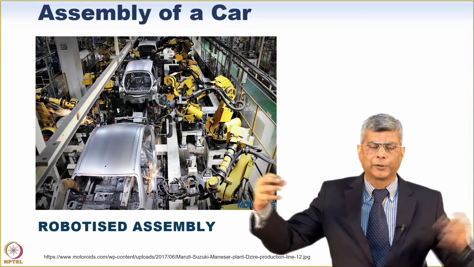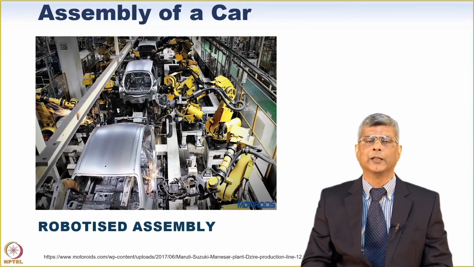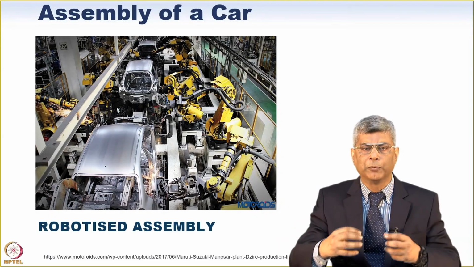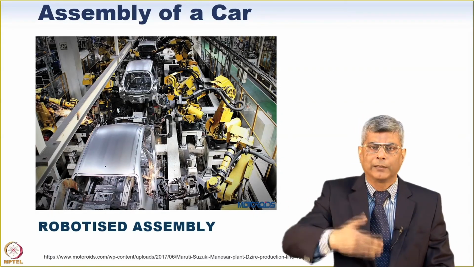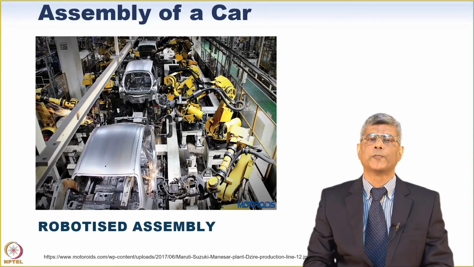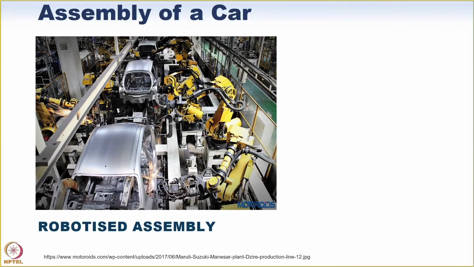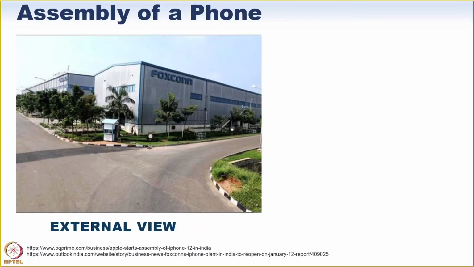And at each step, the robots come in, assemble something. And in a manual assembly line, the human workers will assemble something. But the car keeps moving, from when there is nothing to when there's a finished car. Let's look at a phone.